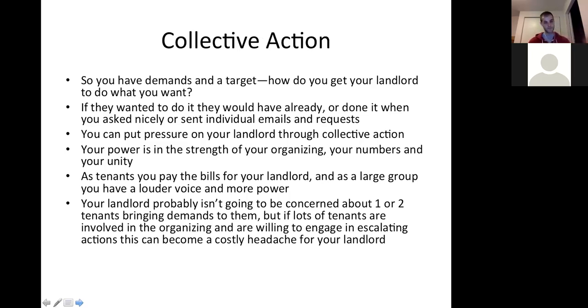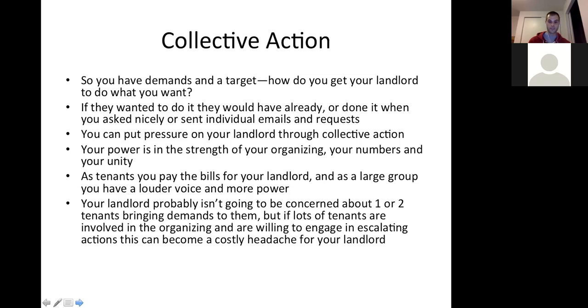So you've got your demands. Let's say it's getting maintenance done, and you not only know who your landlord is, but you've got a bunch of information about them. So how do you get your landlord to do what you want, to meet your demands? Like I said already, if they wanted to, they would have already done it. If they wanted to maintain your apartment, they would come do the repairs when you ask them nicely. If they wanted you to stay in your home, they wouldn't give you that eviction notice, or they would have dealt with you appropriately when you raise concerns to them directly.